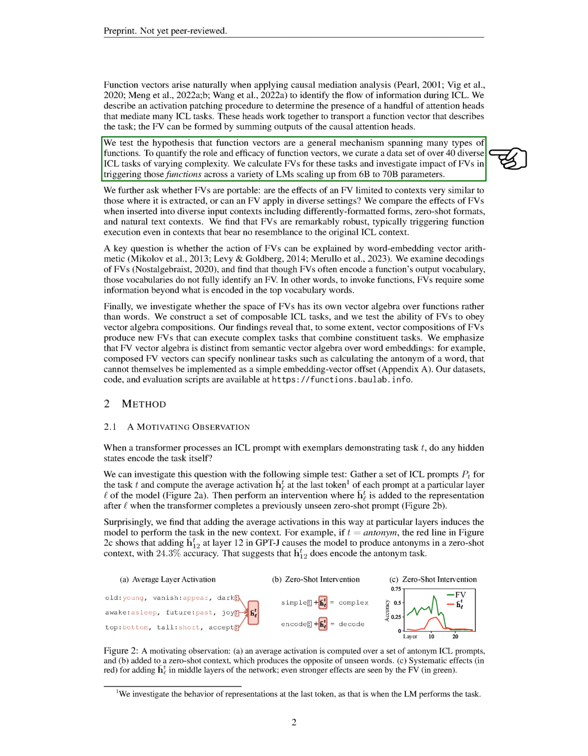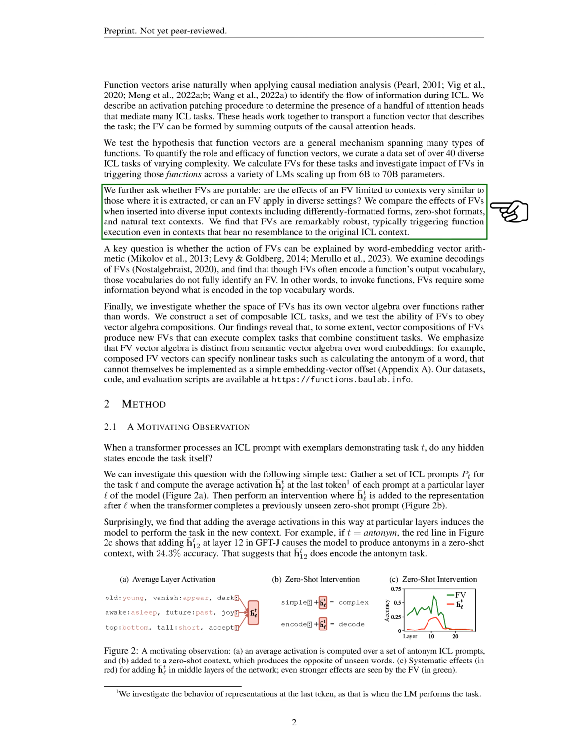To test this, we create a dataset of over 40 diverse ICL tasks of varying complexity. We calculate function vectors for these tasks and investigate their impact in triggering those functions across a variety of language models, ranging from 6 billion to 70 billion parameters. We also explore whether function vectors are portable, meaning whether they can be applied in diverse settings or are limited to contexts very similar to those where they were extracted.